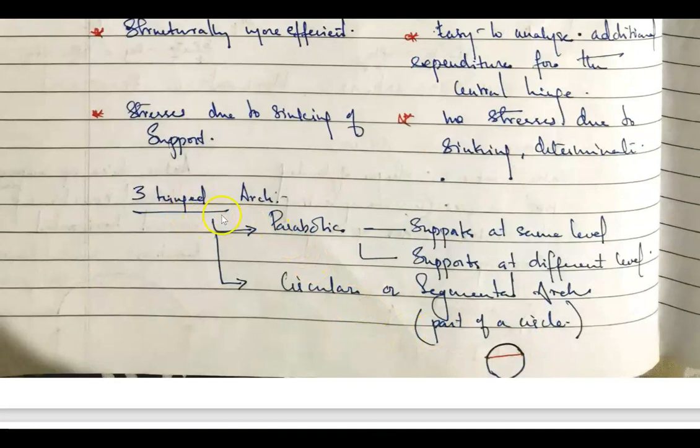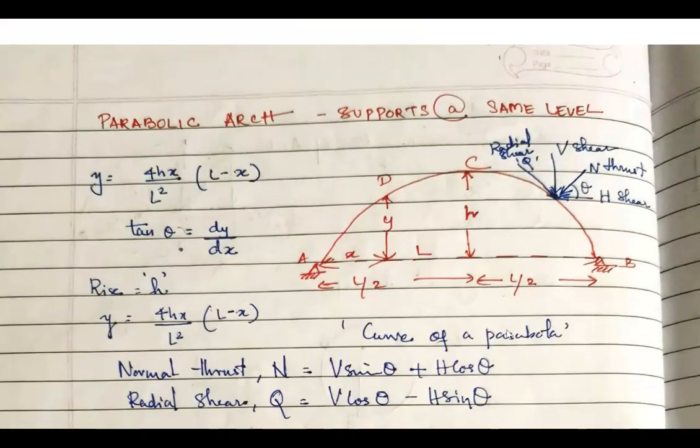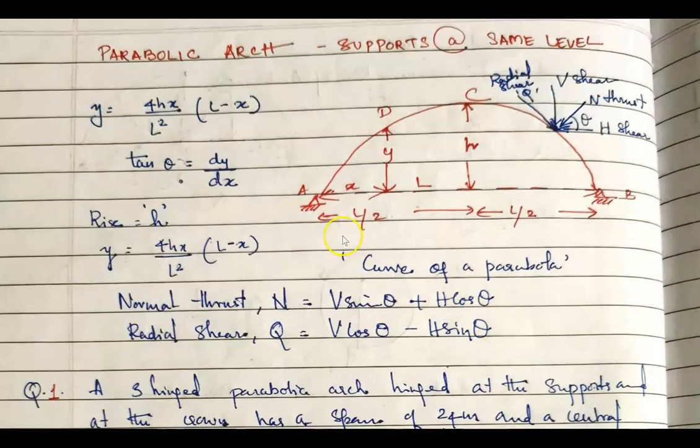Now yet another classification of the 3-hinged arch: you have parabolic and circular or segmental. For parabolic, you have 2 types, supports at the same level and supports at different levels. A circular or segmental arch is a part of a circle. Now you come to the parabolic arch. For the parabolic arch, the one important thing you need to notice, now we are seeing the case where the supports of a parabolic arch are at the same level.